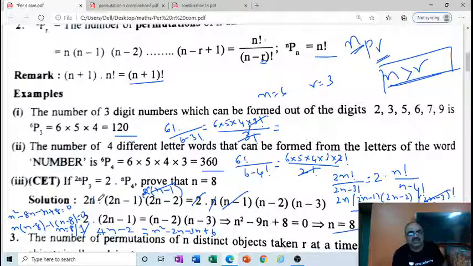You can check whether it is true, because they have asked us to prove n equal to 8, so we got the answer. You can check it also whether it is right or wrong. You can put n here, 8 2s are 16, 8P4. So 16P3 is equal to 2 into 8P4. If you calculate, the left hand side must be equal to the right hand side. I will give you this as homework. Check and let me know.